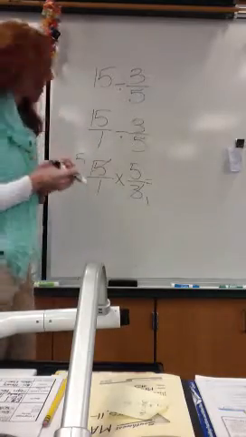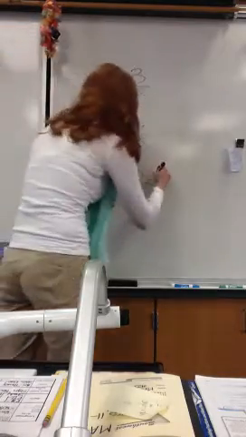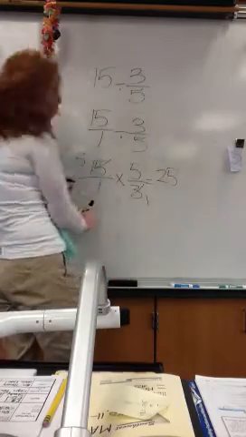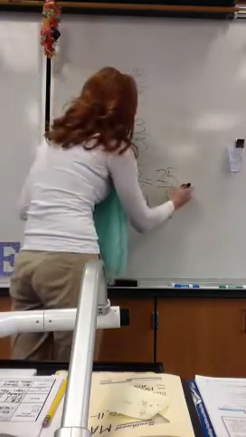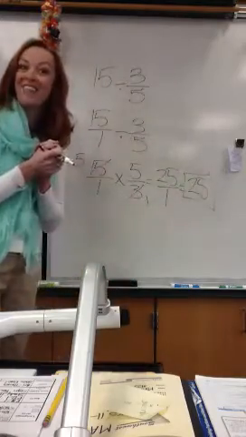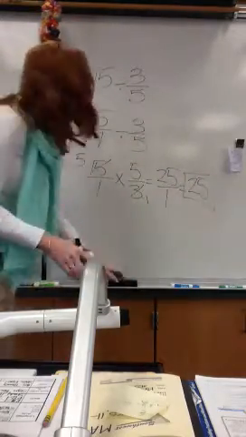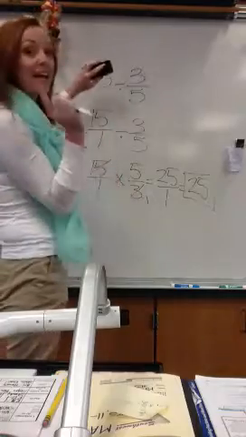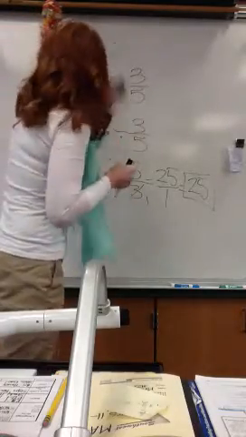Last step was to multiply. 5 times 5 is 25. 1 times 1 is 1. And that, I know, is my whole number, 25. All right, there's one example. I'm going to show 2 more. This next one is going to be on your homework tonight.